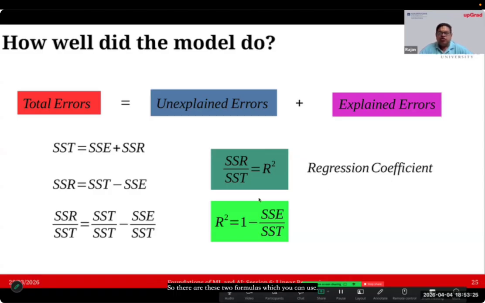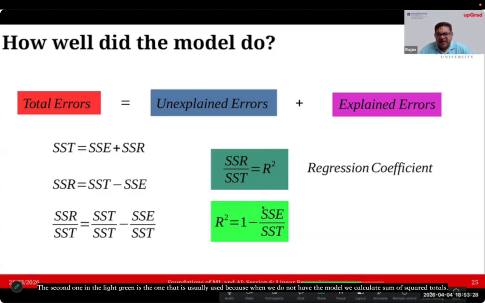So there are these two formulas which you can use. The second one, the light green one, is usually the one that's used. Because when we don't have the model, we calculate the sum of squared totals. When we build the model, we calculate the sum of squared residual errors. Therefore, from this, we can calculate R squared. That is straightforward, using this: 1 minus SSE over SST.